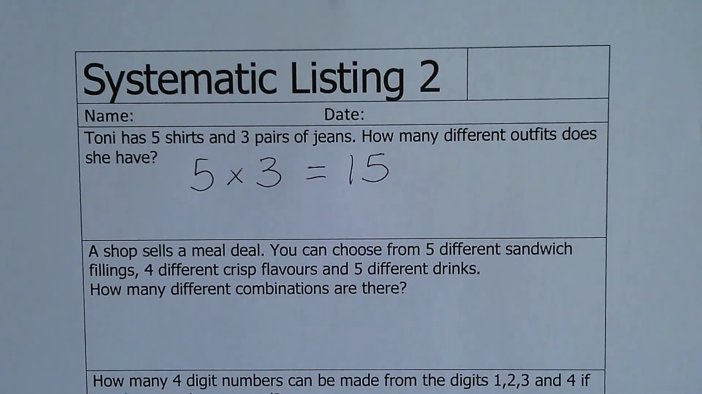On to the next question. A shop sells a meal deal. You can choose from 5 different sandwich fillings, 4 different crisp flavours and 5 different drinks. How many different combinations are there?